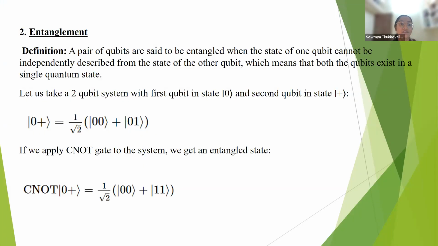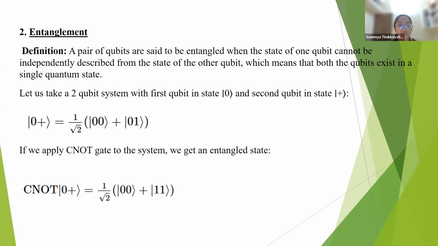So the next topic is entanglement. A pair of qubits are said to be entangled when the state of one qubit cannot be independently described from the state of the other qubit, which means both the qubits exist in a single quantum state. So let us take a two qubit system with the first qubit in state 0 and the second qubit in a superposition of state 0 and 1. It's denoted by plus state.